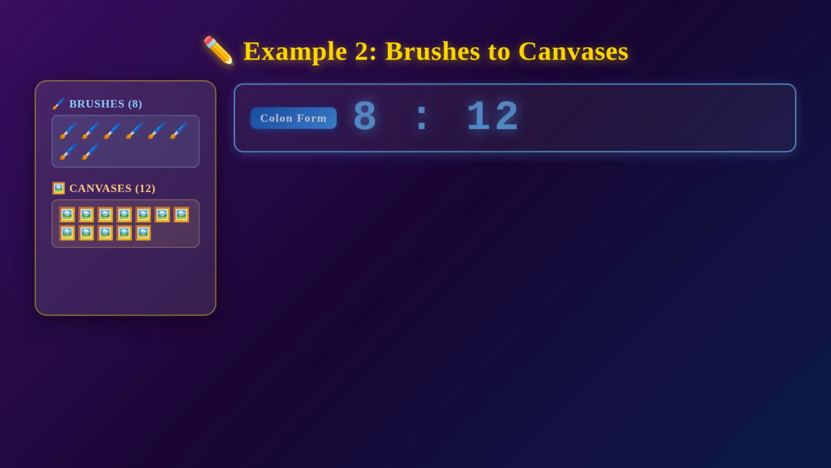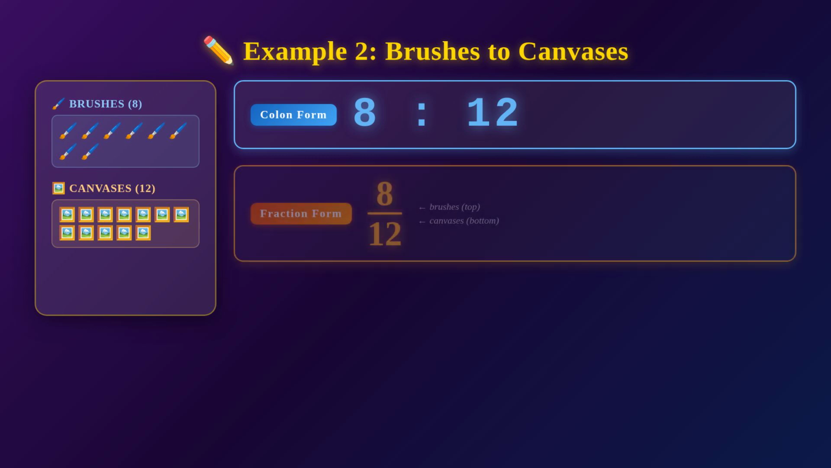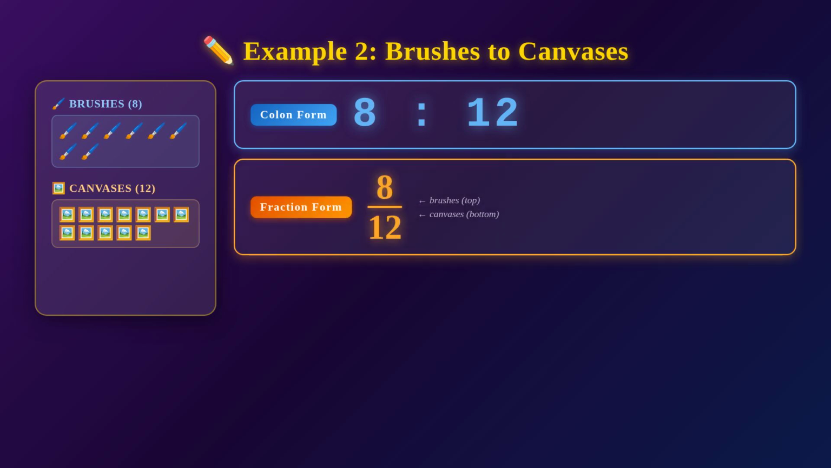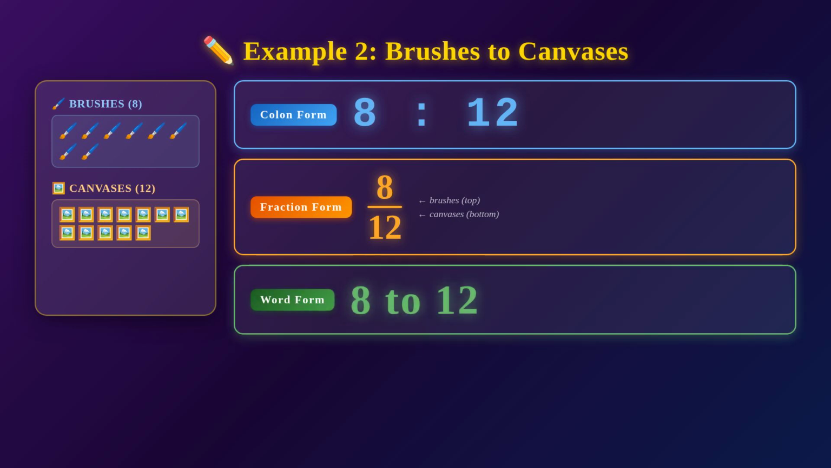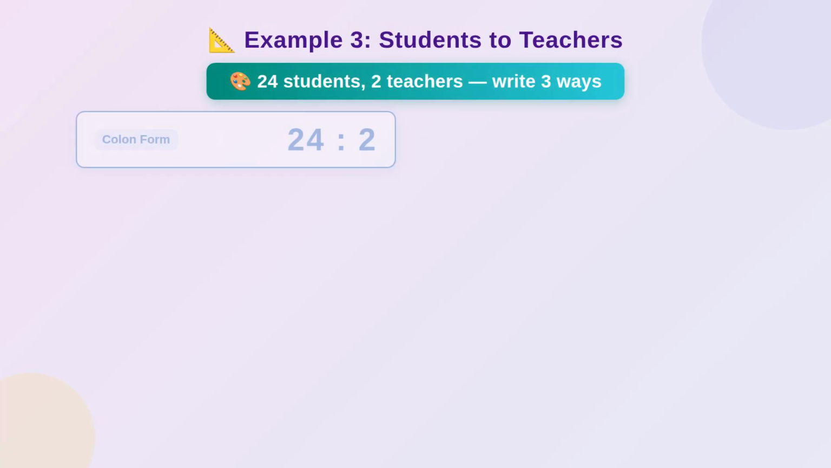Now Maya spots 8 brushes and 12 canvases on the supply table. Her teacher asks, write the ratio of brushes to canvases 3 ways. Let's do it together. Colon form, 8:12. Fraction form, 8/12. Brushes on top, canvases on the bottom. Word form, 8 to 12. Notice, we always put brushes first because the question said brushes to canvases. That order is everything. Now, could we simplify the fraction 8/12? Yes, both divide by 4, giving us 2/3. But the original ratio 8 to 12 is still perfectly correct.